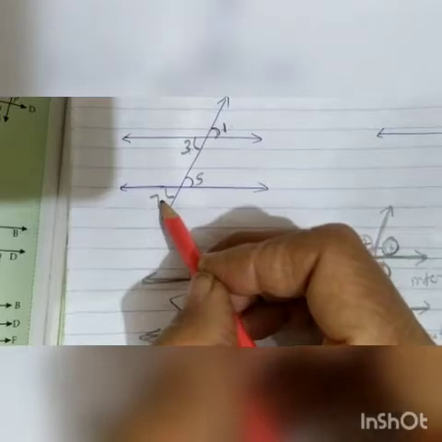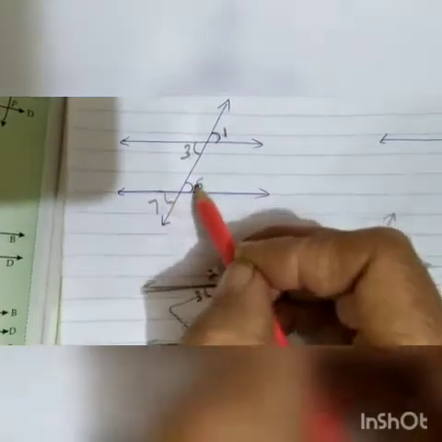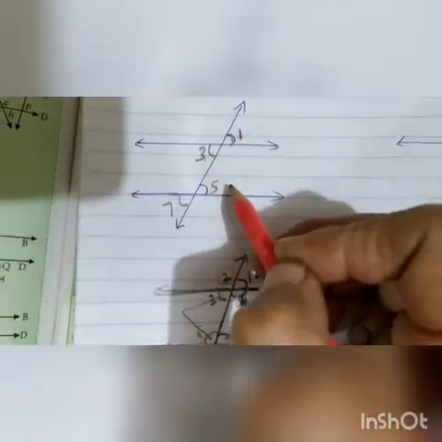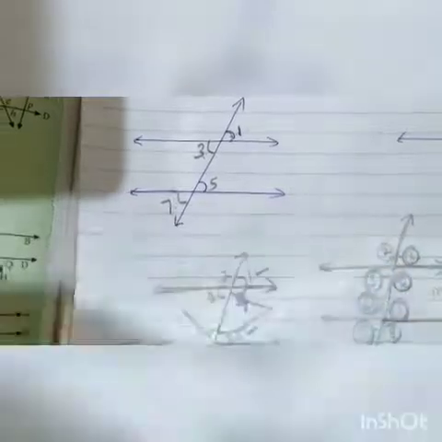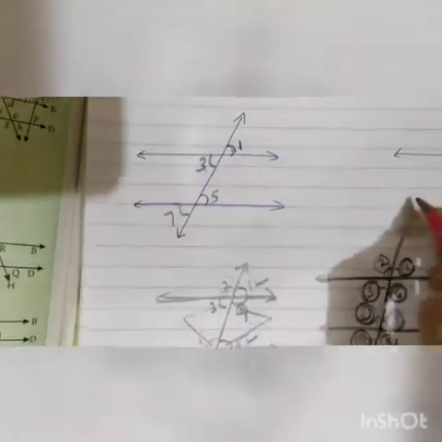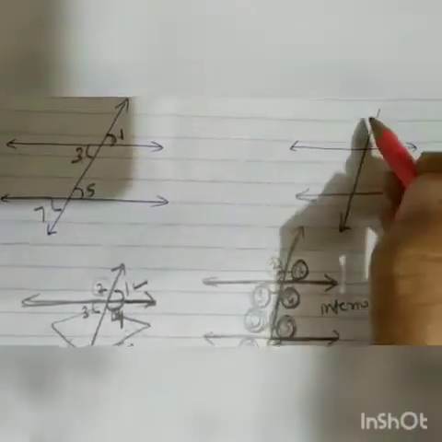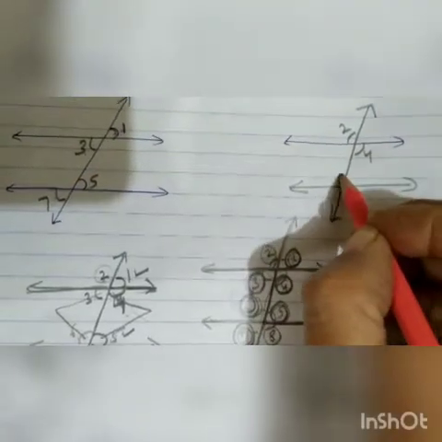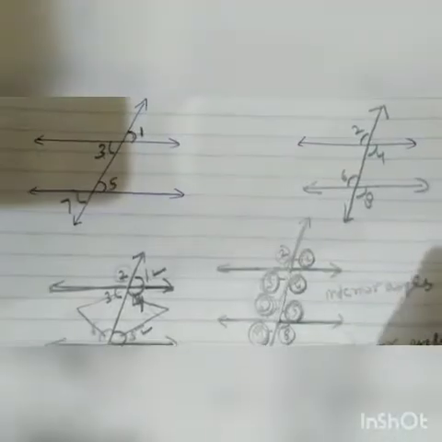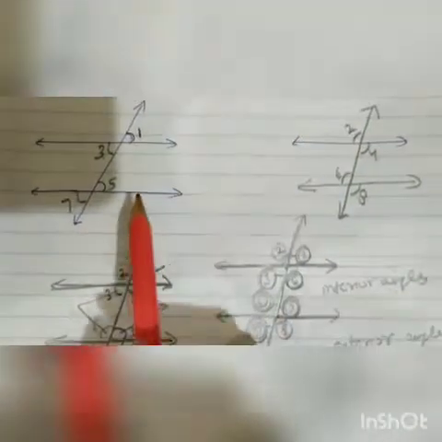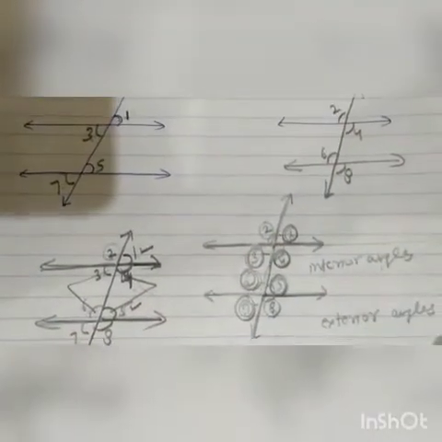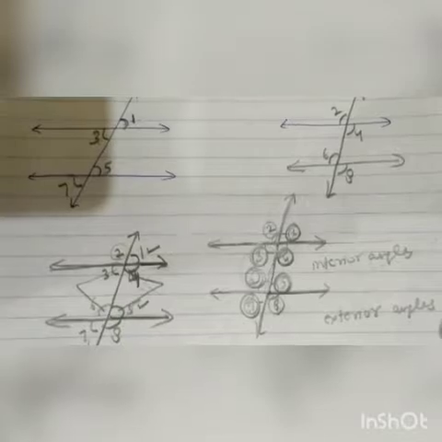In the same way, angle 7 and angle 5 are vertically opposite angles. They are also equal. If angle 1 is 50, then angle 3 is also 50. If angle 5 is 50, then angle 7 is also 50. In the same way, another pair of vertically opposite angles. See here, angle 2 and angle 4 are vertically opposite angles. Angle 6 and angle 8 are also vertically opposite angles. Means how many pairs of vertically opposite angles? 1, 2, 3, 4. 4 pairs of vertically opposite angles, 4 pairs of corresponding angles.